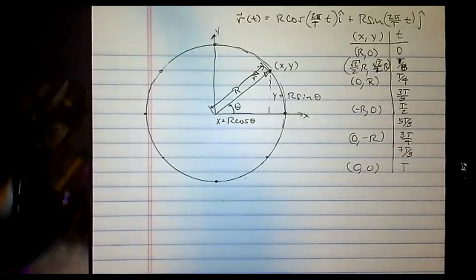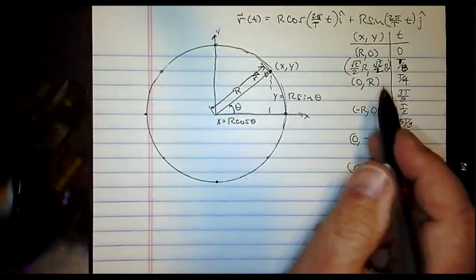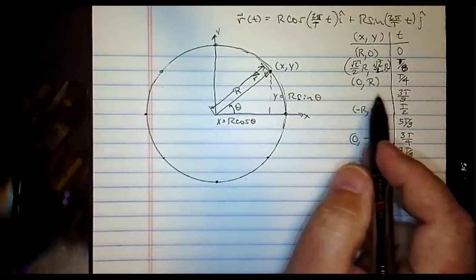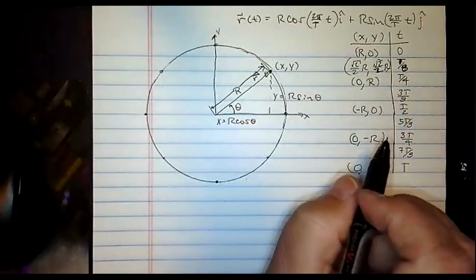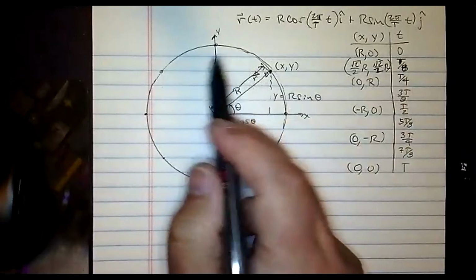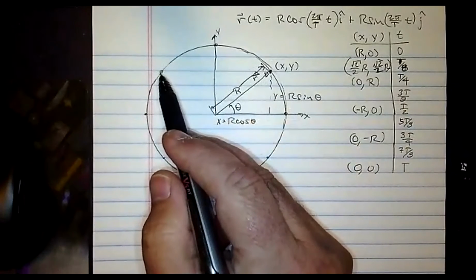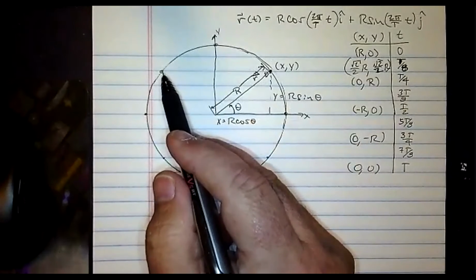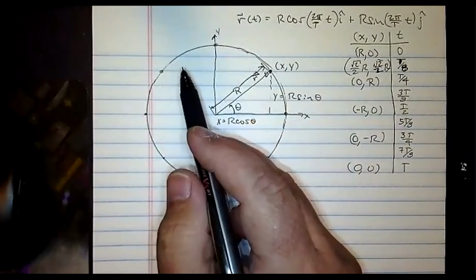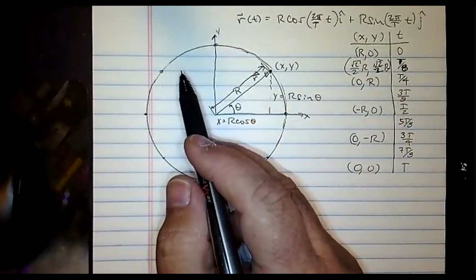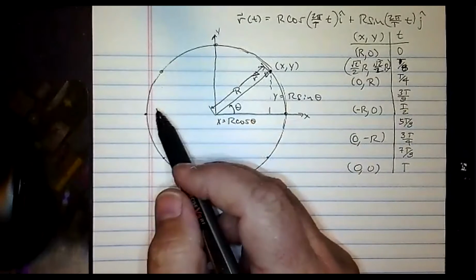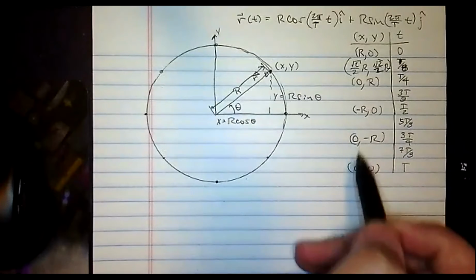Okay. So I would like you to go ahead and, after class or whatever, try to fill in the rest of these time periods and see that you get exactly what you'd expect. So this one's going to be negative root 2 over 2 times R, and then positive root 2 over 2 times R. This one's going to be exactly what I got there, and so on and so forth.